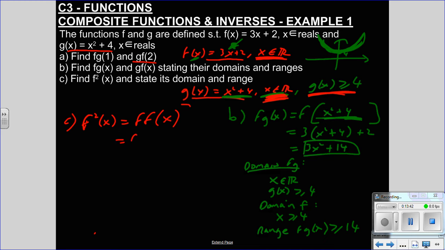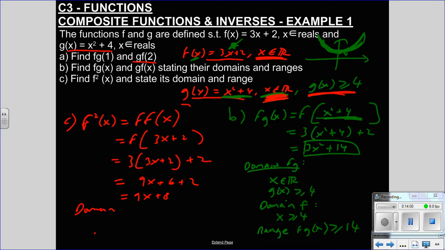So again, we've got f on the outside. f of x is 3x plus 2. We're going to f it, so 3x plus 2 plus 2, because it says 3 times whatever's in there, and then add 2 to it. So that's 9x plus 6 plus 2, so 9x plus 8.